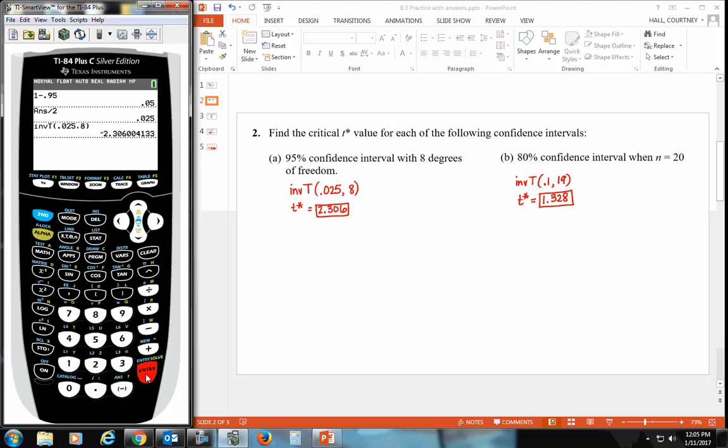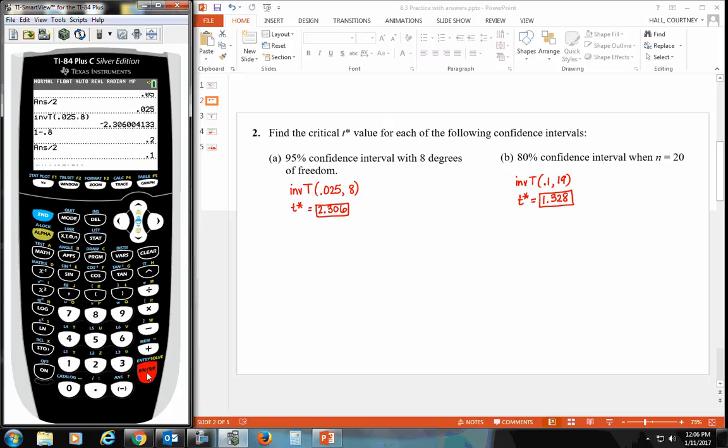For part B, the 80% confidence interval when n is equal to 20, I can do 1 minus 0.8 and then divide that by 2. That tells me I have an area in the tail of 10% or 0.1. So I want to do the inverse t, second vars, number 4. My area is now 0.1. My degrees of freedom is not 20, because that's the sample size. Remember that your degrees of freedom are going to be your sample size minus 1. So I'm actually going to do my df as 19. And that's where I got the 1.328.